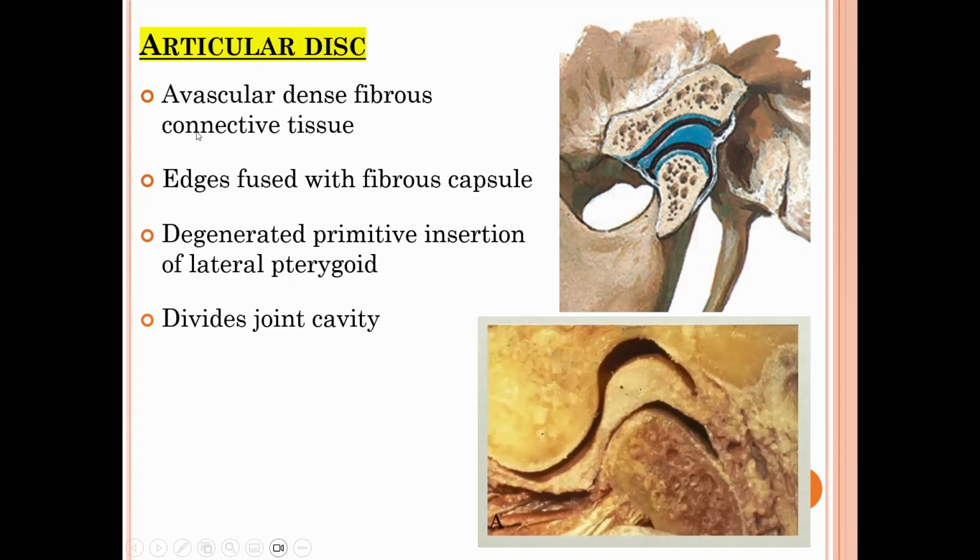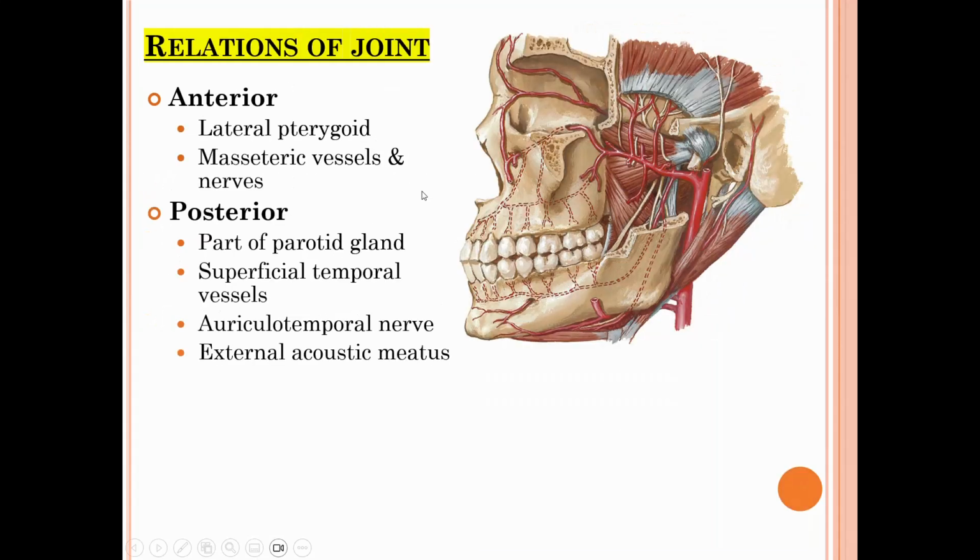It is avascular dense fibrous connective tissue. Edges are fused with the fibrous capsule. So here is an edge, here is an edge. It is actually the degenerated primitive insertion of the lateral pterygoid. So the degenerated insertion of the lateral pterygoid is nothing but the articular disc. It is dividing the joint cavity. Here is the image of the dissection of the temporomandibular joint.